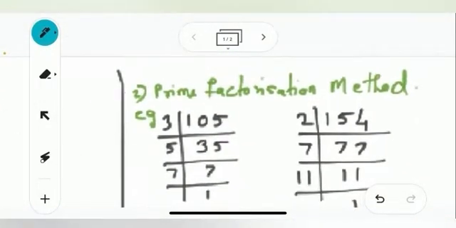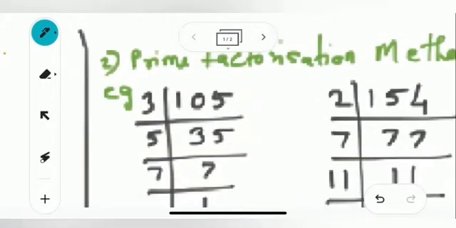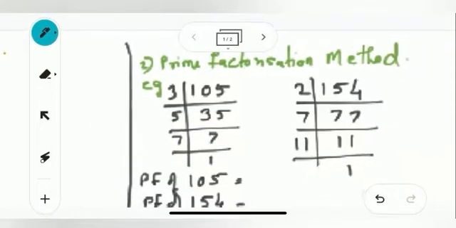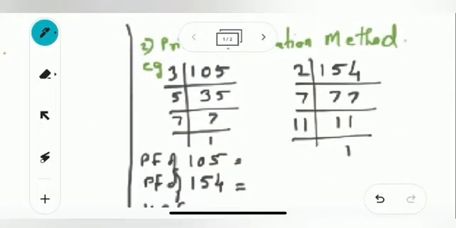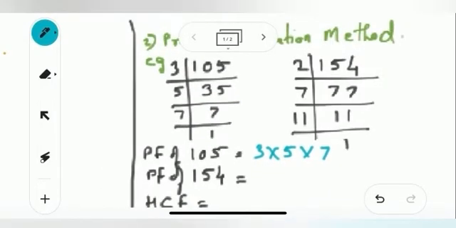The next method is the factorize method. Let us see what the factorize method is. Here we find the prime factors of each number, then multiply the factors which are common in both the numbers. We will do an example. Suppose 105 is the number. When we factorize this we get 3, 5, 7, and for the other you get 2, 7, 11. So here 3 into 5 into 7, and here 2 into 7 into 11.